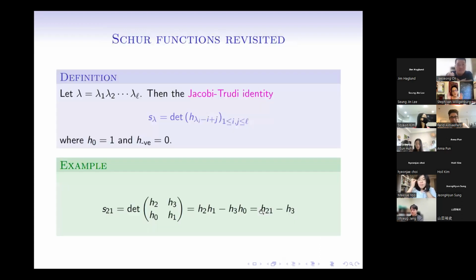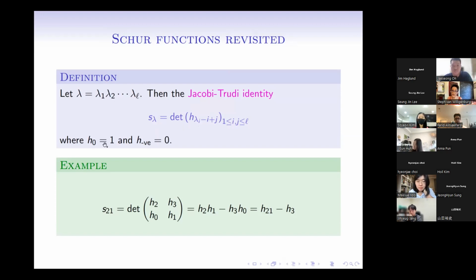Okay, so what we're going to need to do is revisit our Schur functions, and look at a different definition, not the one involving tableaux. So recall the Jacobi-Trudi identity, which says that S lambda is equal to, well, we're going to make ourselves a matrix where each entry is the complete homogeneous symmetric function indexed by lambda_i minus i plus j, and then we're going to take the determinant of that.